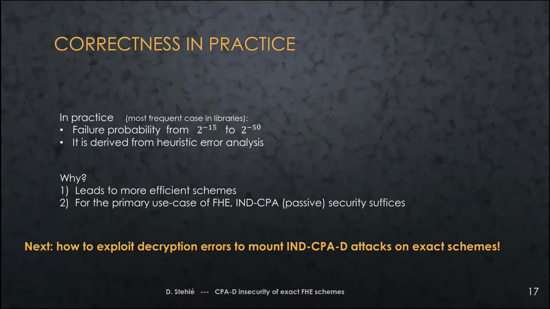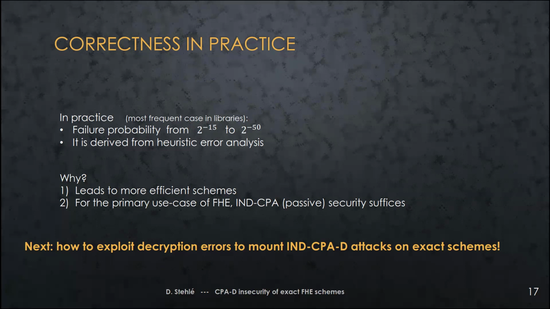So why do FHE libraries proceed in this way? Because it leads to much more efficient schemes. And for the primary use case of FHE, INDCPA security suffices. So implementers have been mostly focusing on INDCPA security, and in that case, decryption failures only impact functionality, but not security. During the rest of the talk, I'm going to explain how to exploit decryption errors to mount INDCPA-D attacks on the exact schemes. So that's a game that we are going to play.